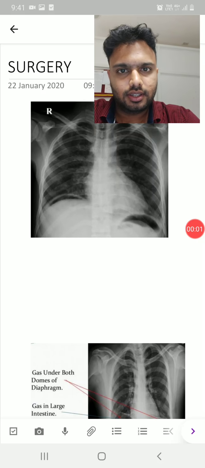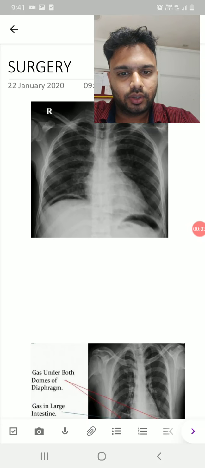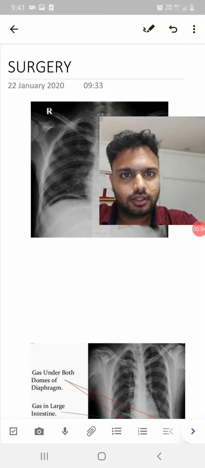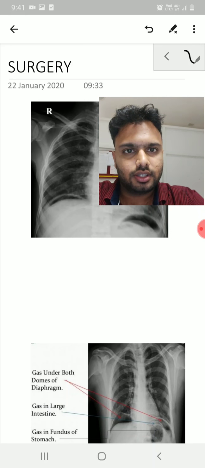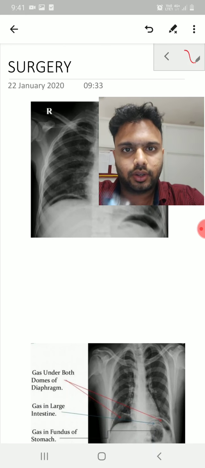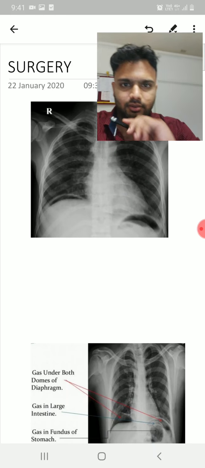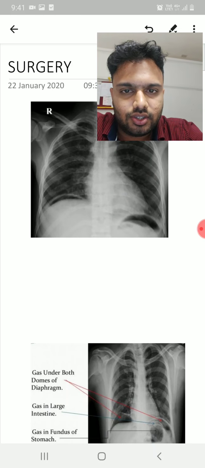Hello my dear students. So today we'll be seeing a very important topic which is often asked in FMGE questions. So I'll just color it red. Okay. So this question is commonly asked in surgery.